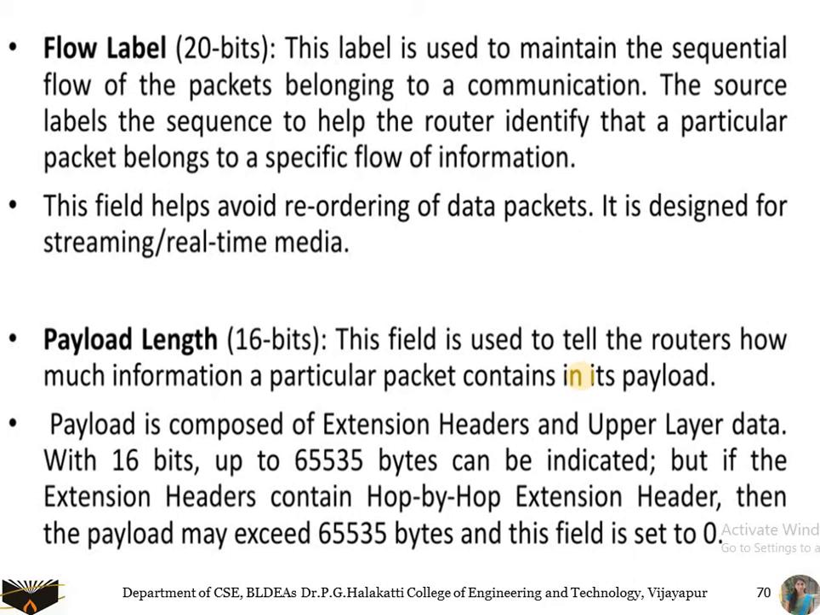Next we have the payload length, which is a 16-bit field, and this field is used to tell the routers how much information a particular packet contains in its payload. We know that the payload is the actual data transmitted from the above layer. So how much data is being transmitted in that particular packet is indicated by the payload length. Payload is composed of the extension header and the upper layer data, with 16 bits up to 65,535 bytes.